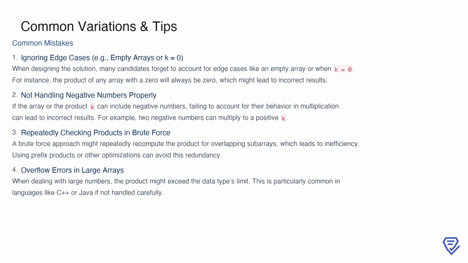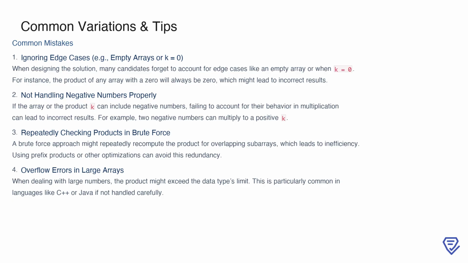First, many candidates overlook edge cases, like handling an empty array or when the target product K is 0. Remember that multiplying by 0 always results in 0, so failing to address this could lead to incorrect outputs. Next, negative numbers can introduce unexpected behavior. For example, multiplying two negative numbers results in a positive product, so if K is positive, you might miss valid combinations if you don't account for this.